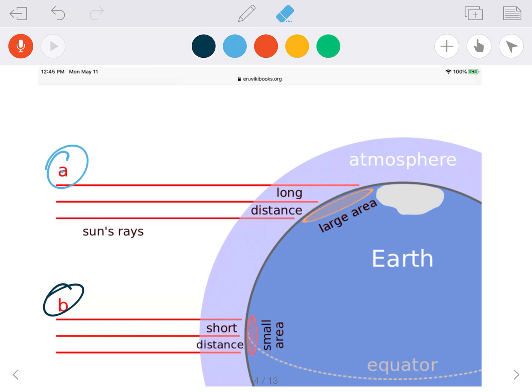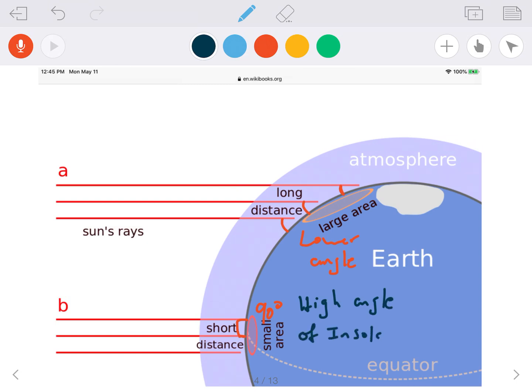It could also be explained in angles. For example, if I erase some of my drawings, from the Earth's surface to here is going to be a perfect right angle, whereas here you have this angle, and there's another angle. So this one is usually a 90-degree angle. Here they're usually lower. I can't tell you exactly which ones they are, but these are called a lower angle of insolation, and this is a high angle of insolation.